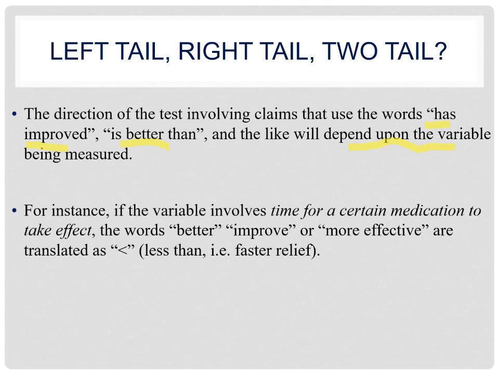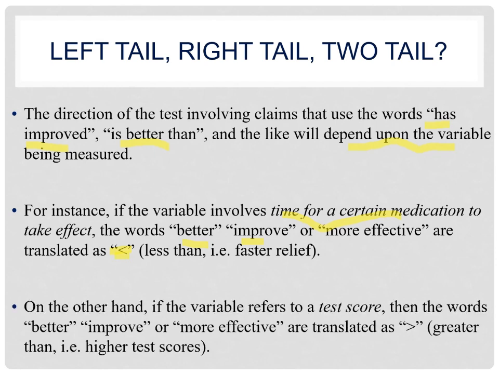So to give you an example, when you're talking about time, the words better or improve actually mean a left tail test. Because you can think about it, if you're running a marathon and you say, did my time improve after so much training, what does that mean for your times?